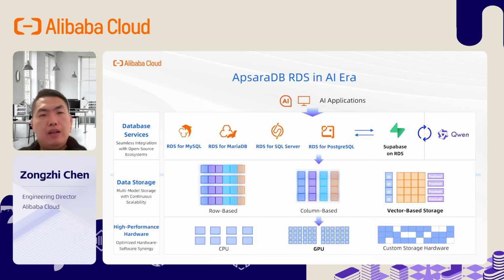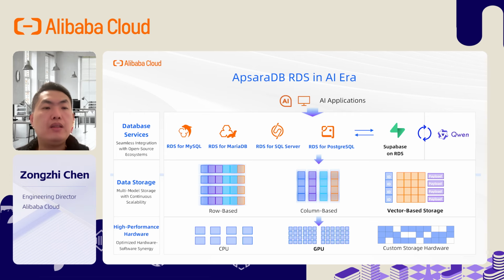Let's begin. This is a big picture of ApsaraDB RDS in the AI area. Let's start from the top. The first part is database service. In RDS, we have 4 database products: RDS for MySQL, RDS for MariaDB, RDS for SQL Server, and RDS for Postgres. This year, we added a new backend as a service in RDS. That is Supabase on RDS, and then Supabase will communicate with Qianwen.